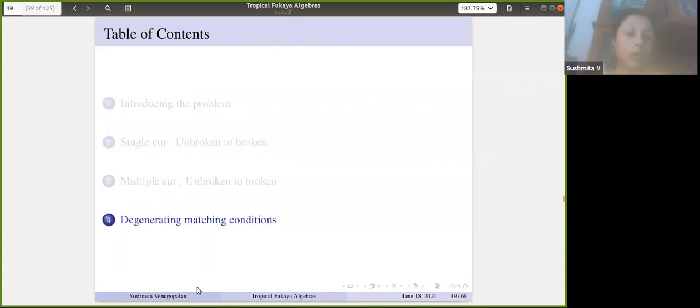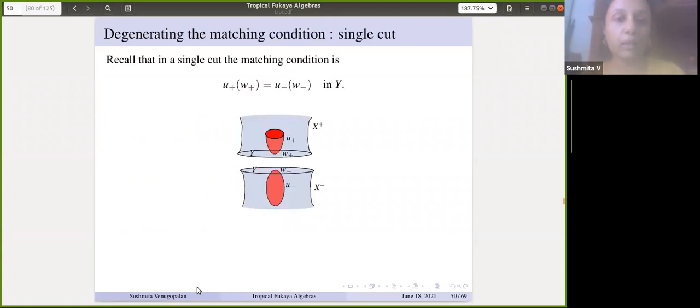Anyway. Okay, so finally, I move on to the last section of my talk, which is about how to go from broken maps to split maps. First, I'll explain what our motivation is in doing this. So we are in the single cut scenario. Recall that in a single cut, we had a matching condition at nodes for broken maps, which is that the evaluation of the lift of the node is the same on both sides. So that's the matching condition.